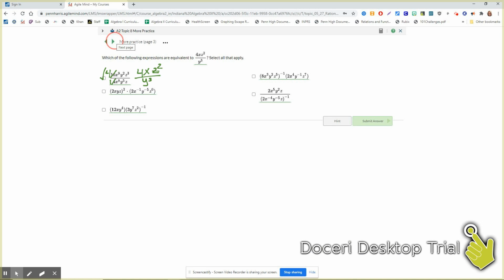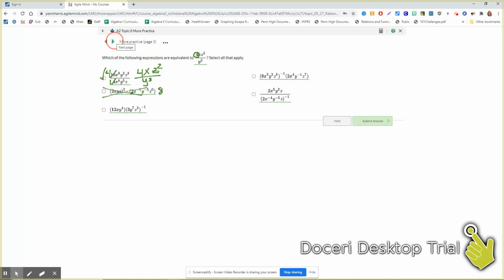Right below it, if I simplify this, 2 squared is 4. With this extra 2 here, that gives me 8. Okay. Right away, guys, I know that 8 on top and nothing else simplifies does not match that 4 up there, so that is not it.